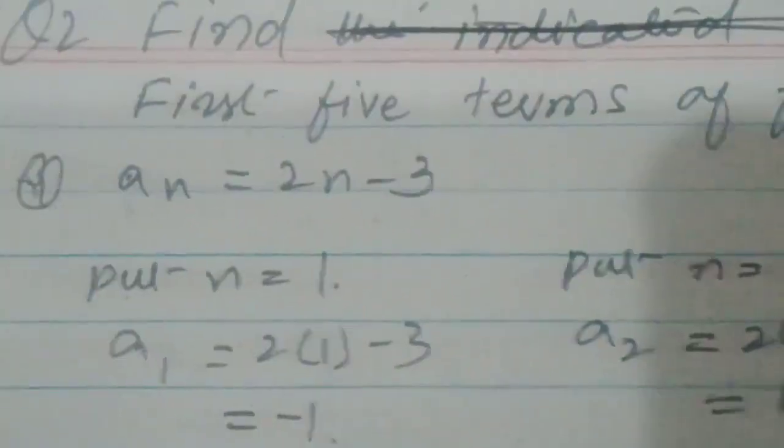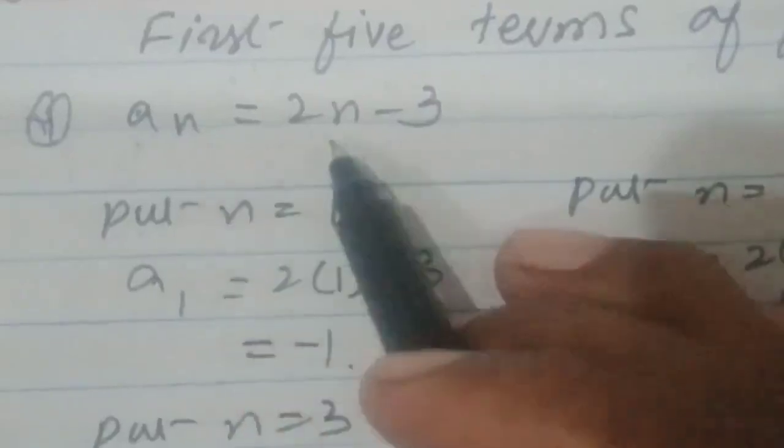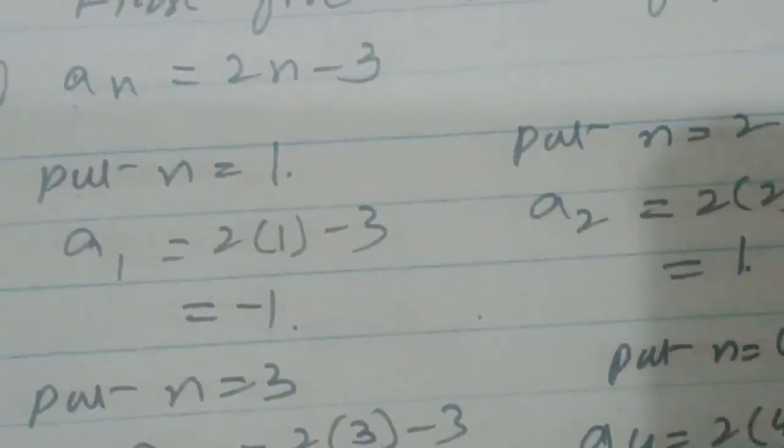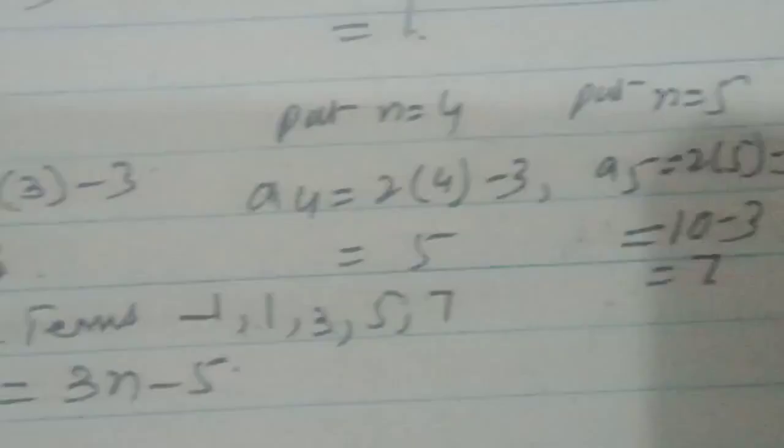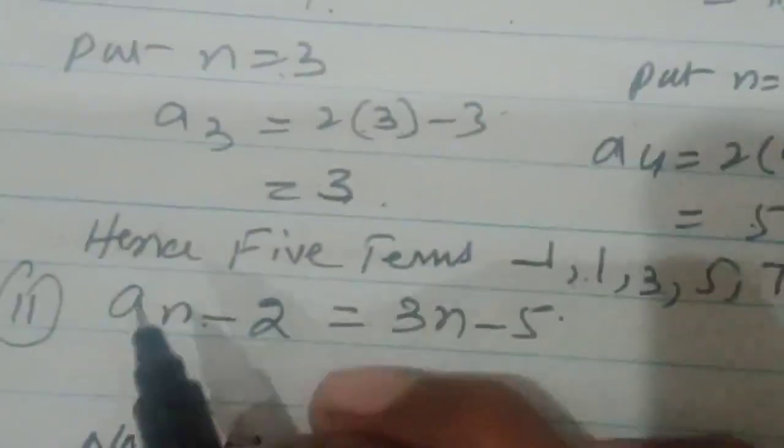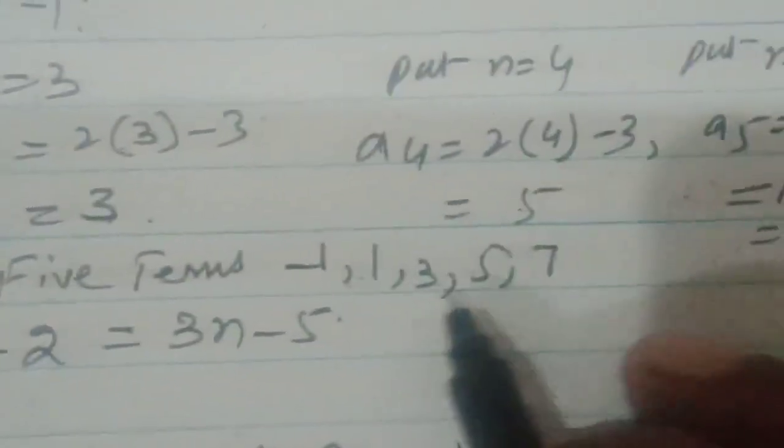Find the first 5 terms of the AP. Now the nth term of the AP is given. You have to find the first 5 terms, and it is very easy. Just put n equal to 1, you will get minus 1. Put n equal to 2, it will give you plus 1. And then you put n equal to 3, 2 times 3 is 6, minus 3, 3, and for 4, 2 times 4 is 8, 8 minus 3 will give you 5, and similarly n equal to 5, 2 times 5 is 10, minus 3 will give you 7. So hence these are the 5 terms: minus 1, 1, 3, 5, 7.